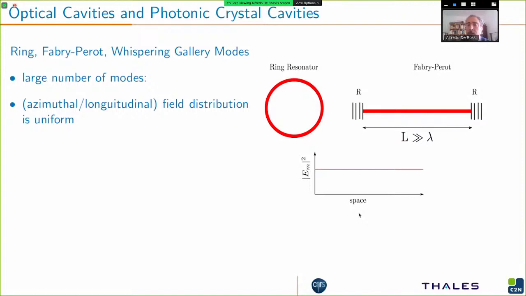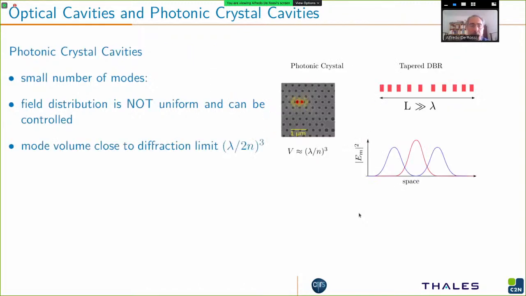Let's now consider a photonic crystal resonator. The number of modes can be very small; it can actually be truly single mode. In contrast, the field distribution is absolutely not uniform. And what is interesting is that this can be controlled by design. The volume of the mode can be as small as close to the diffraction limit, that is basically half the wavelength in the material.